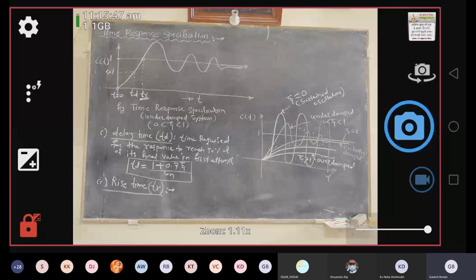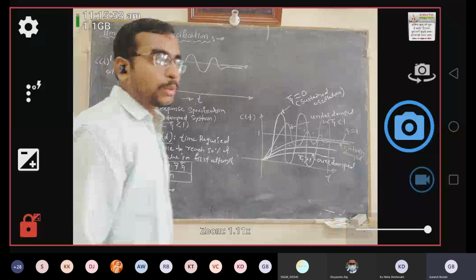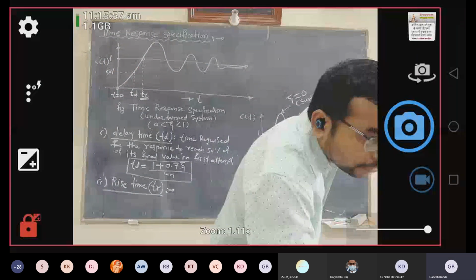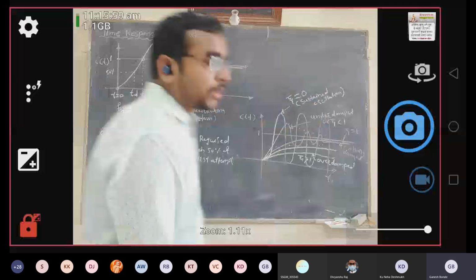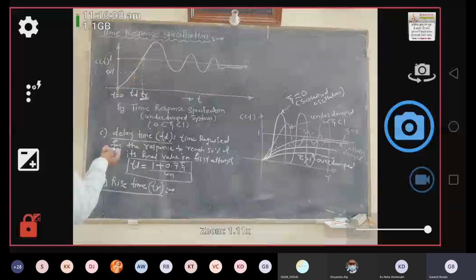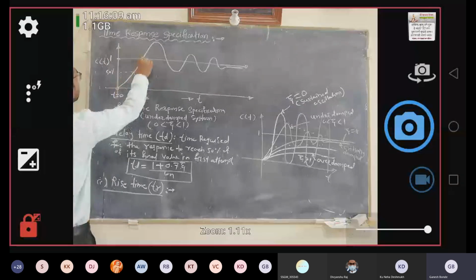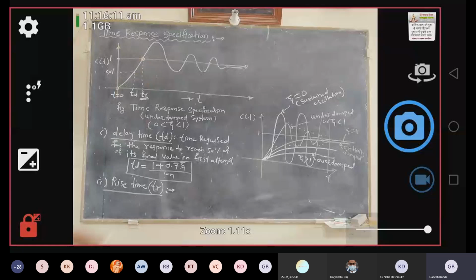So let's derive the expression for rise time. Have you understood what we mean by rise time? Do you have any doubt about rise time? So rise time is nothing but what? Simply, it is the time required for the response to rise from 0% to 100% of its final value for the first time, and that is called the rise time.